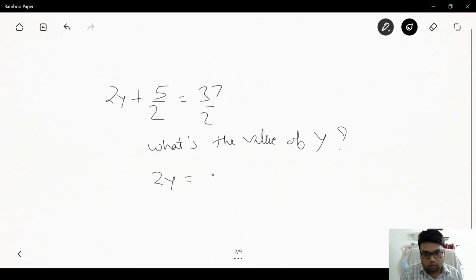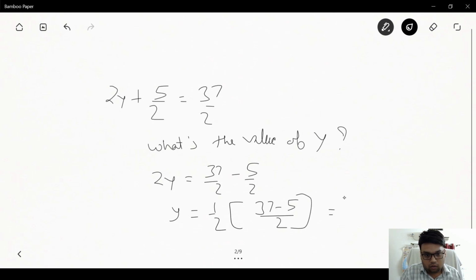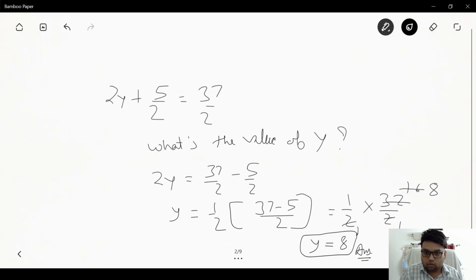So here 2y is equal to 37 by 2 minus 5 by 2. Again y is equal to 1 by 2 into (37 minus 5) divided by 2. Again here 1 by 2 into 32 by 2, and here 1 time 16, 1 time 8. So here the value of y is 8. This is our final answer. We have to solve this type of question in such a way.